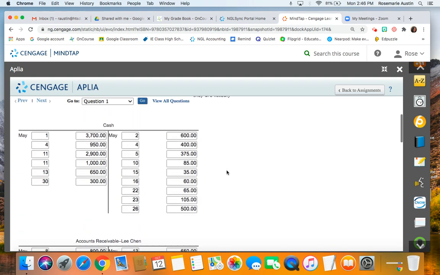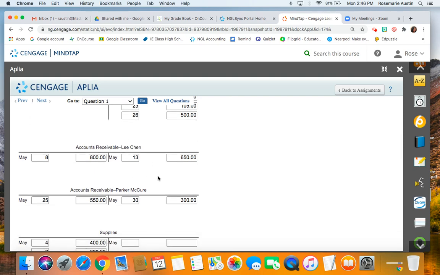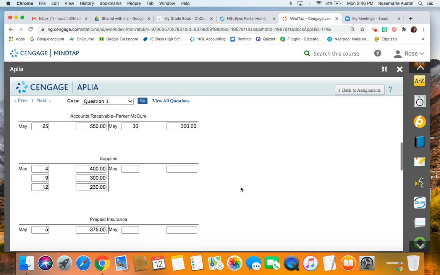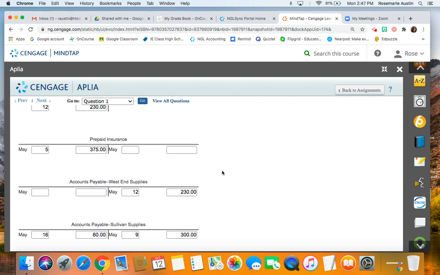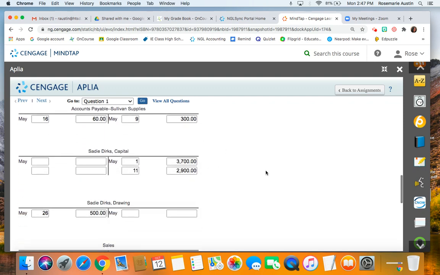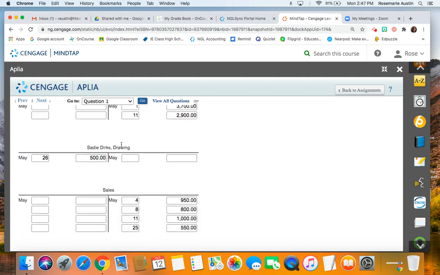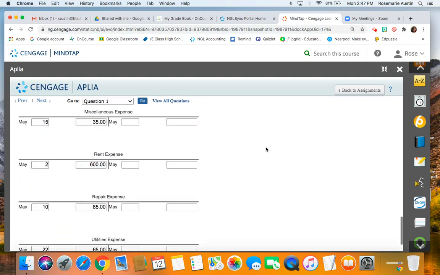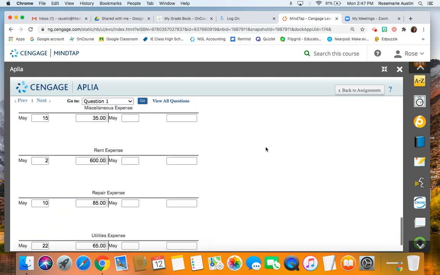Let me just take a look. So cash has to be completely filled out. Accounts receivable and accounts payable, like I said before, can have entries on both sides. Supplies is only ever going to have debits. Same thing with insurance, okay? Accounts payable can have entries on both sides, just like accounts receivable. Capital account, you'll only ever see the credit side filled out. Drawing account, the only side that's filled out is the debit side. Same thing for sales, only one side, and that's the credit side. And advertising expenses are always, always, always, always going to just be the debit side.